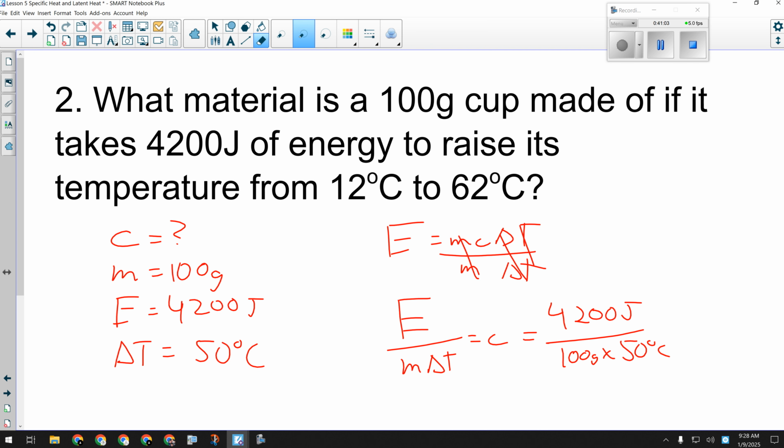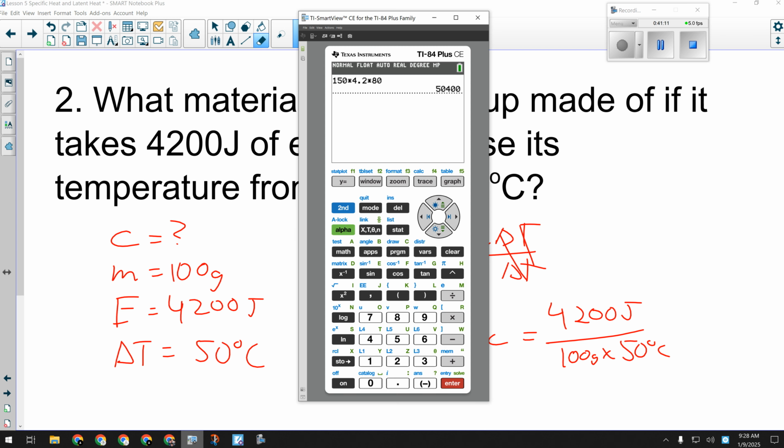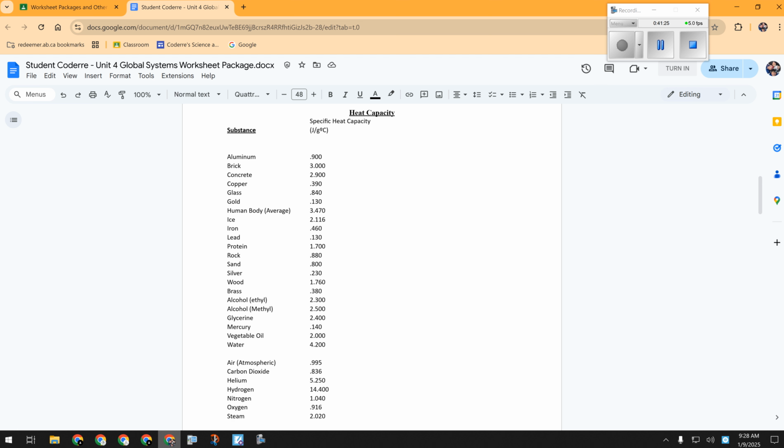Do you want us to put all the units? No, I'm just putting them in there for illustration. You do not need to put them in because you never did before. So 4,200 divided by, and then the bottom in brackets, 100 times 50. All right, 0.84 is our specific heat capacity, and I believe that's styrofoam, is it not? No, or is it glass? Glass, okay. So glass here is 0.840 joules per gram degree Celsius. Does glass heat up a lot faster than the water inside it?